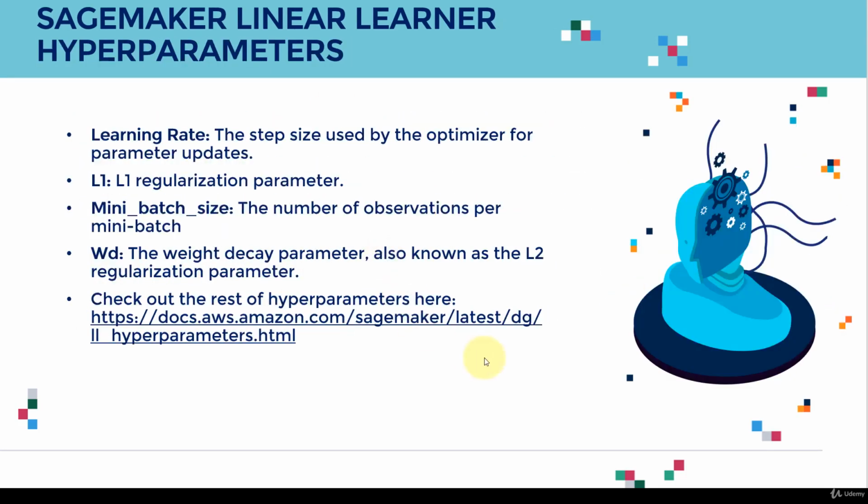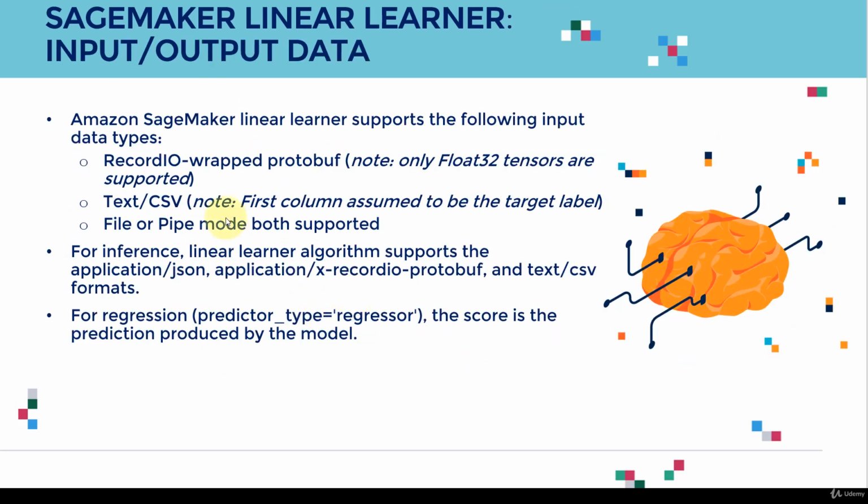Okay, all right. So the next question is, what are the types of inputs and outputs that I need to deal with when I train my model? So Amazon SageMaker Linear Learner supports the following input data. First, you can use RecordIO, and I'm going to show you how to convert your data into RecordIO format and upload that to S3 to train your model. Only float32 tensors are supported. And again, I'm going to show you how to do that.